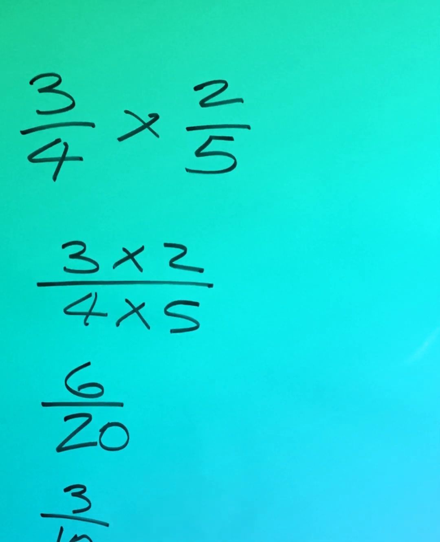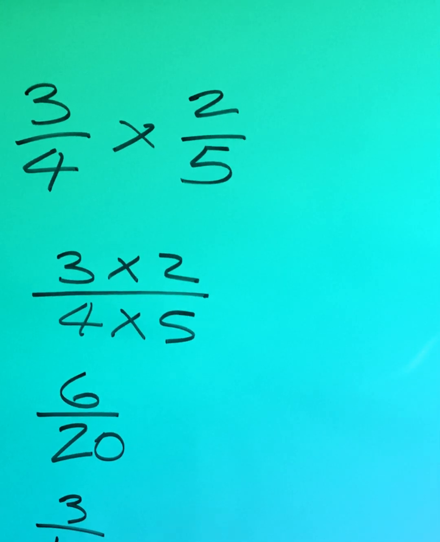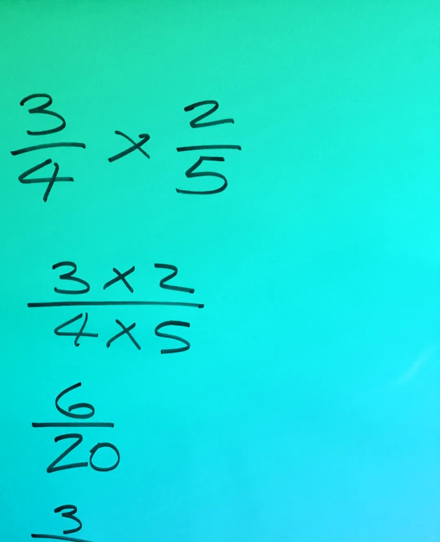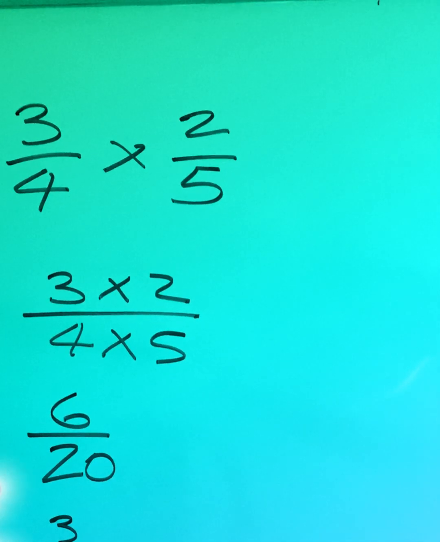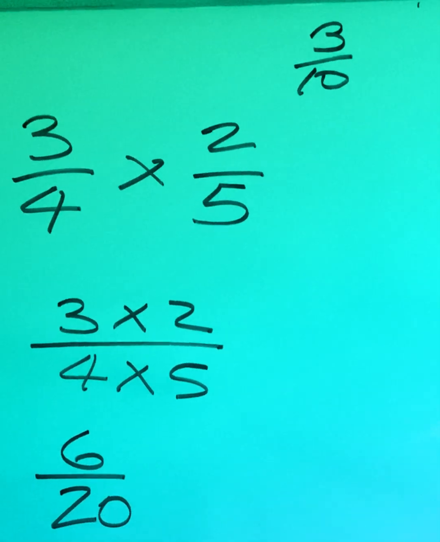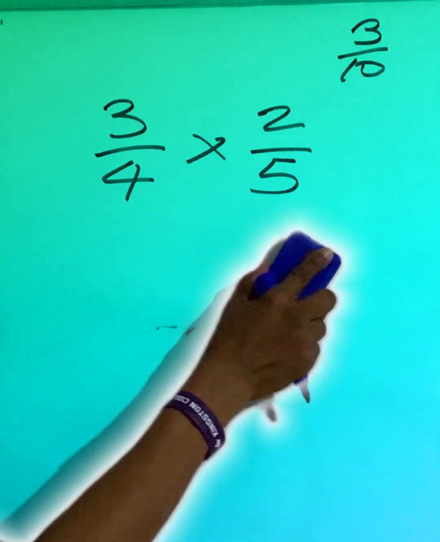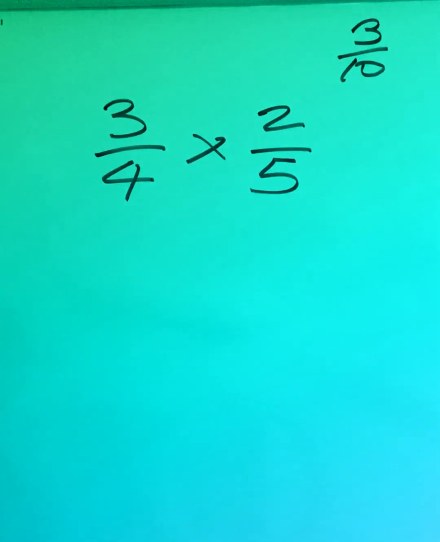Now, I'm going to show you a different way that you could have gotten this same answer, 3 over 10. So let's just write this down up here, okay? That's the answer we got. Let me show you a different way in which you could have come to the same answer.